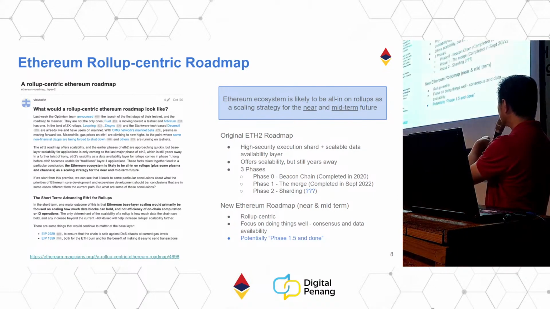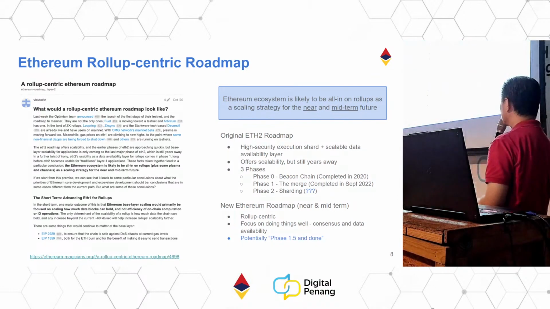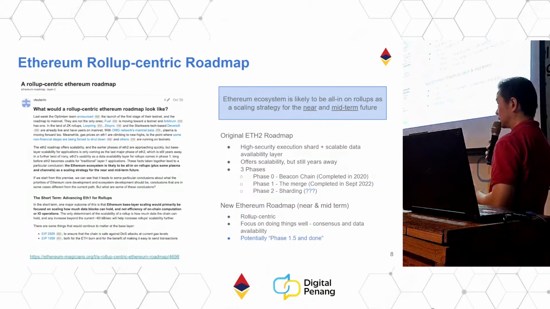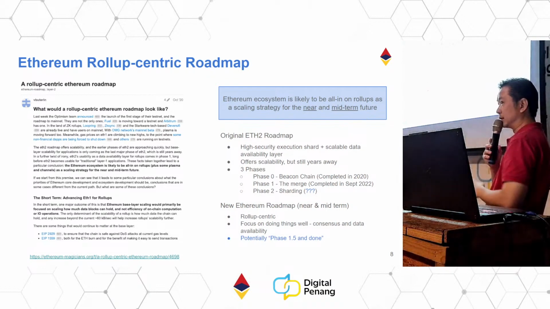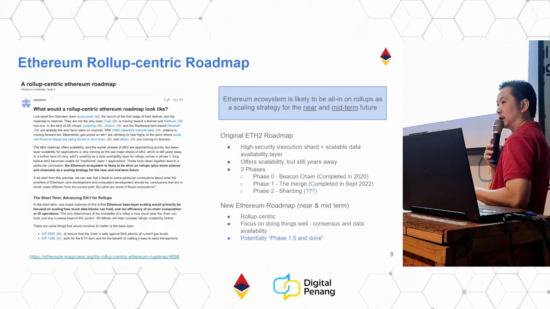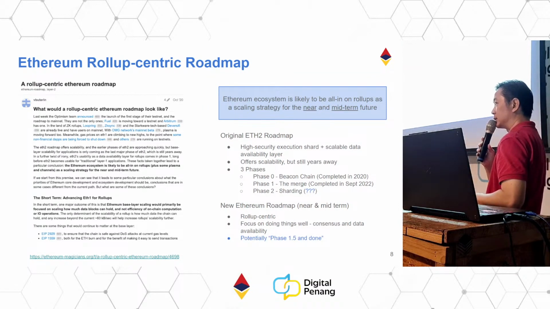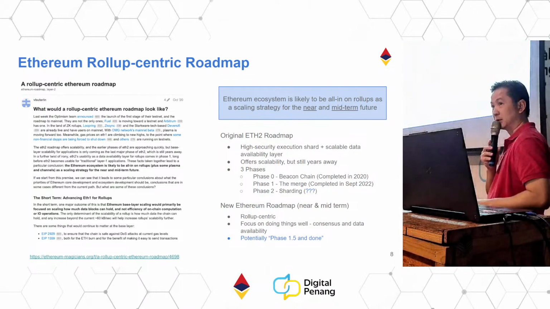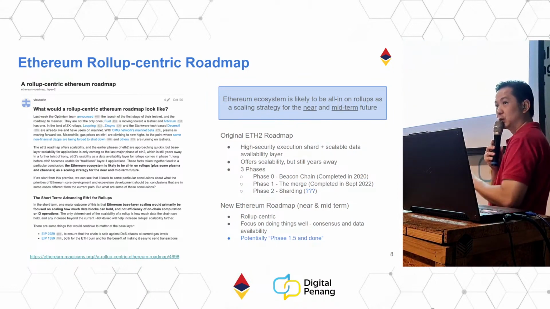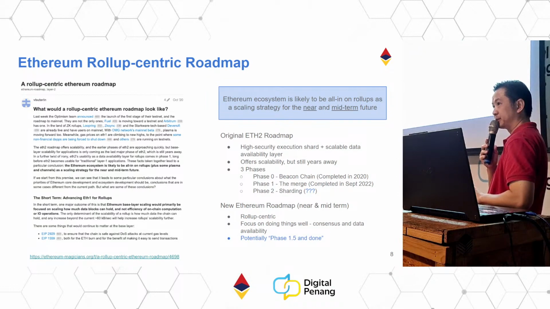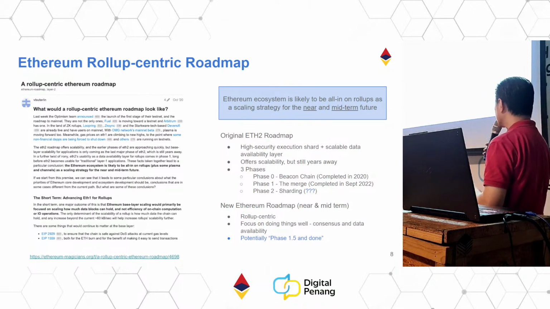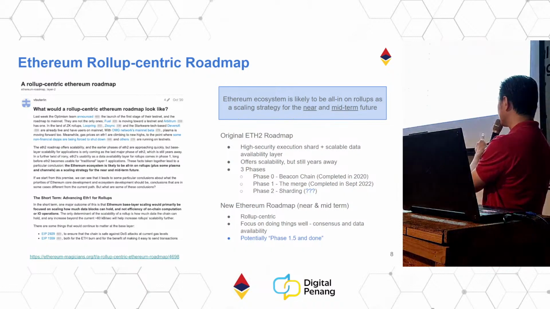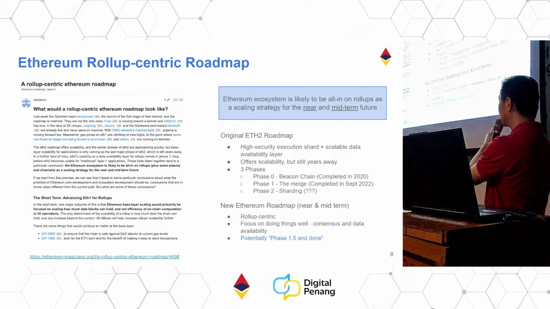We are going in with a rollup-centric roadmap to focus on doing certain things well, which is consensus and data availability. Ethereum is not aiming to do execution well. It is just aiming to do consensus and data availability well now, because these two are exactly what rollups need in the near term, right? And it can probably just go with phase 1.5 and be done.